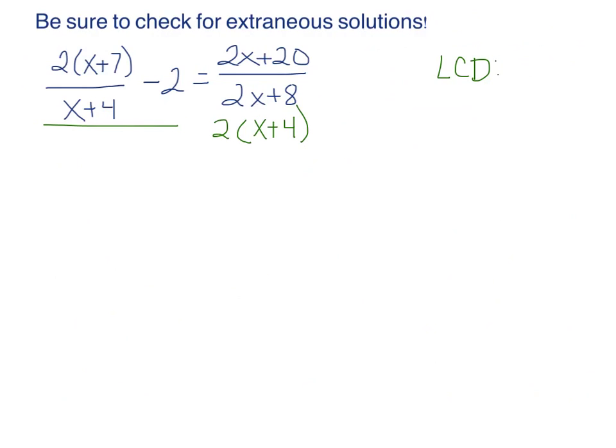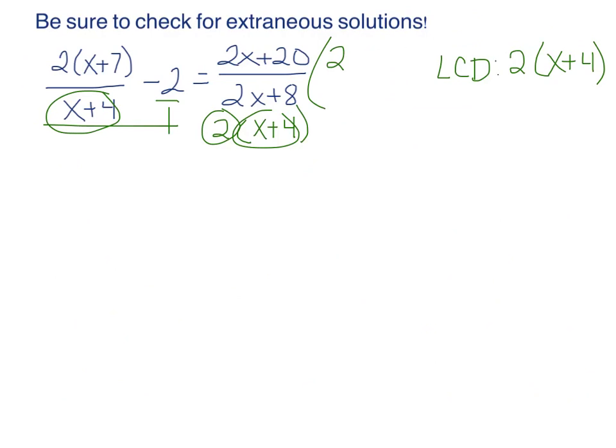So I know that x plus 4 and 1 and 2 and x plus 4, my lowest common denominator is 2 times x plus 4. That's what I'm going to multiply everything by, 2 times x plus 4 over 1, times every piece of the equation. When I do the first fraction times this one, I get 2 times 2 is 4.